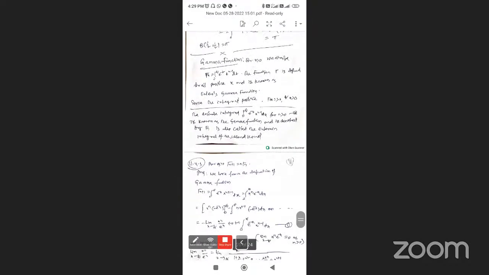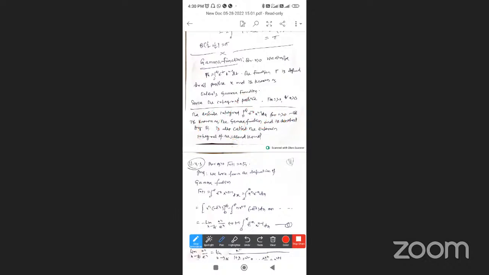What is the gamma function? This is the gamma function, for x greater than 0. We write gamma x. Gamma x is equal to the integral from 0 to infinity of e power of minus t, t power of x minus 1 into dt. The function is defined for positive x and is known as the Euler gamma function.